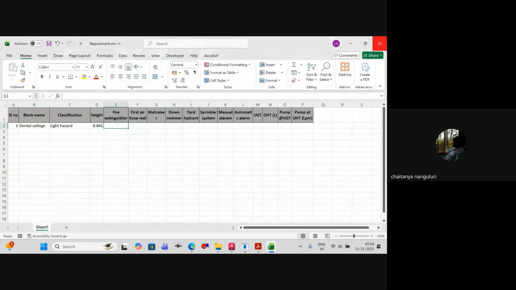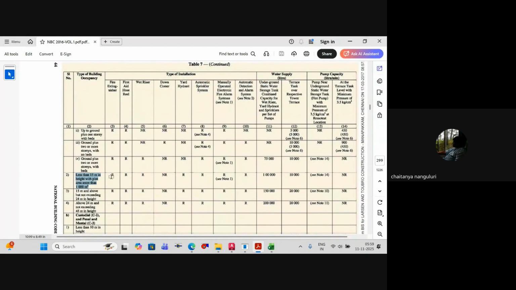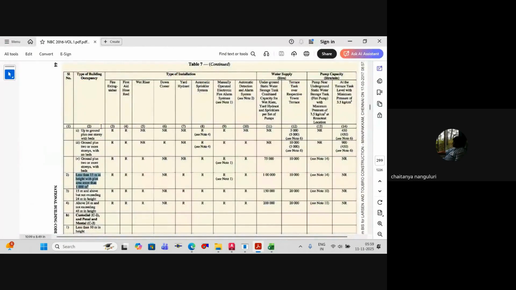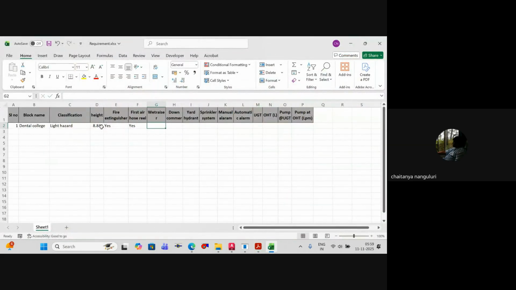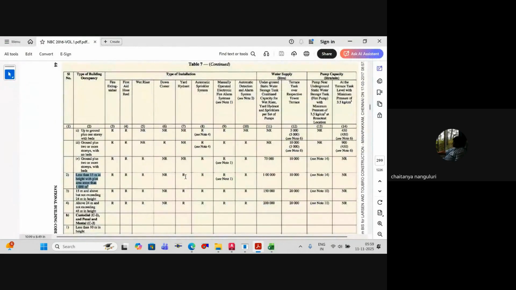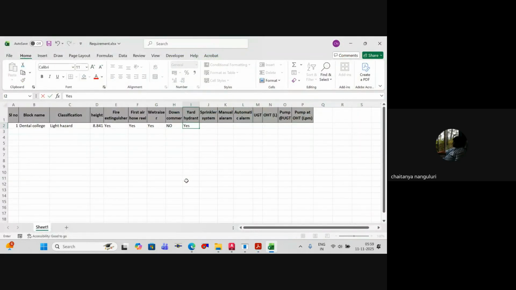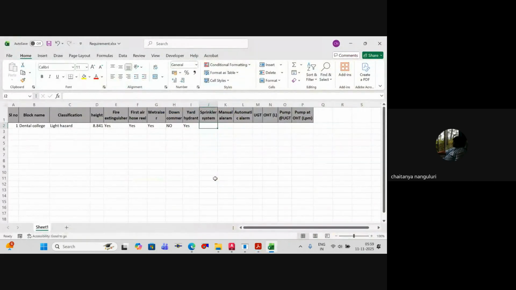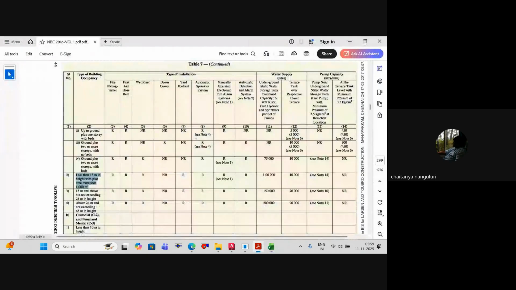So in this case, here, let's write. Basically, we require fire extinguisher. Yes. First aid hose reel. Yes. Wet riser. Yes. Downcomer. No, because if wet riser is there, downcomer is definitely not required. Yard hydrant. Yes. Sprinkler system. Yes. Manual alarm. Yes, required, see note 1.